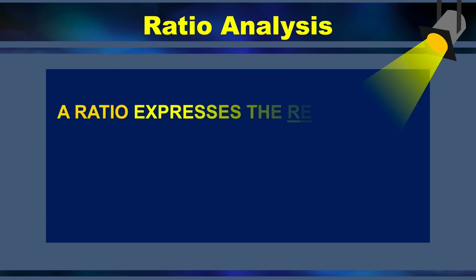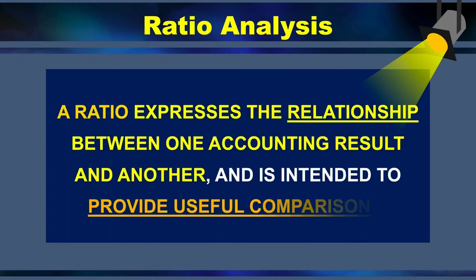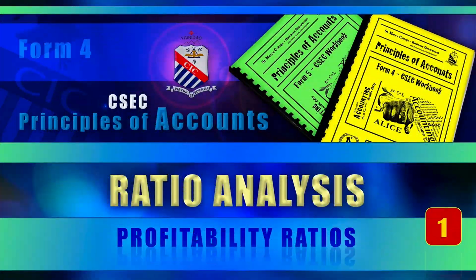So in summary, a ratio expresses the relationship between one accounting result and another, and it is intended to provide useful comparisons. So the best way that we can get information is to make comparisons over time with other businesses within the same industry to say that the business is operating profitably.